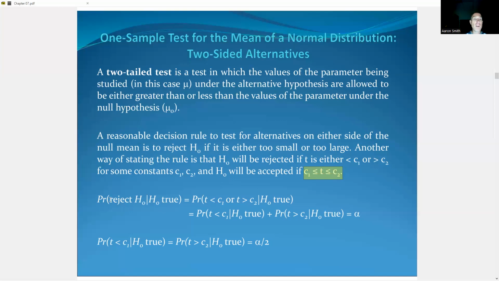So the probability of rejecting the null hypothesis, given that the null is true, so here we've made a mistake, is equal to the probability of having T being too far to the left or too far to the right, given that the null is correct. You break up these two into two possibilities, and this is going to be equal to alpha. So typically what we're going to do, since we have this summation, is set up our cutoff values, C1, C2, such that both of these probabilities are equal to alpha over 2.